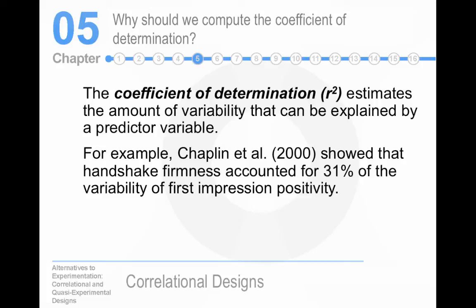As one more comment about this too, squaring makes everything positive. And so even if you have an inverse or negative correlation, your coefficient of determination is going to come out positive.